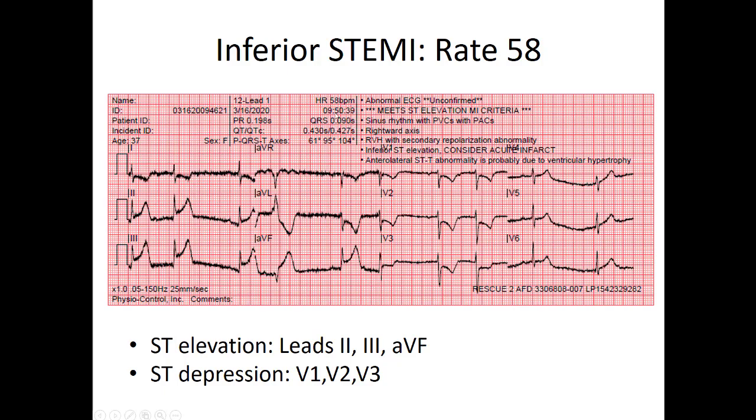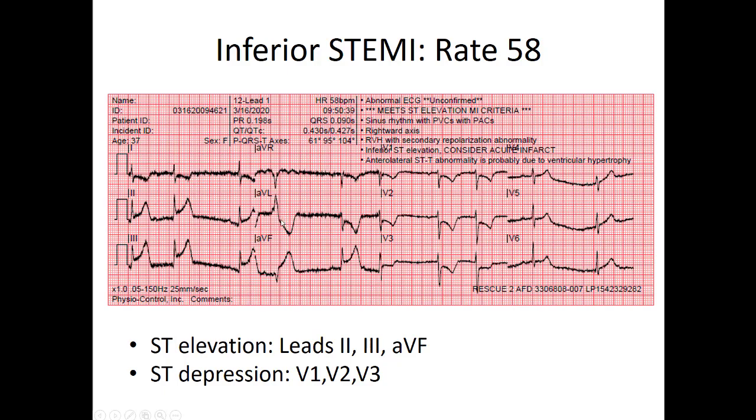So maybe it is coming from above the ventricles, but we know it's not sinus, so where's it coming from? Probably that AV node, right? This is a junctional rhythm. Is it regular or irregular? This looks very irregular to me. And then our intervals and our axis, our QTc is 427, that's okay.